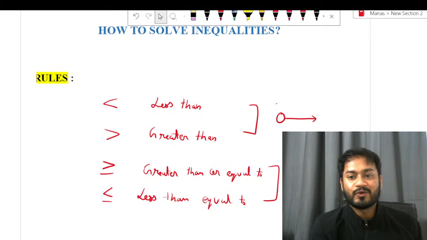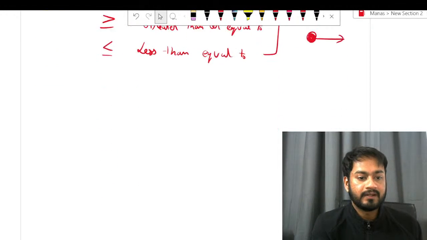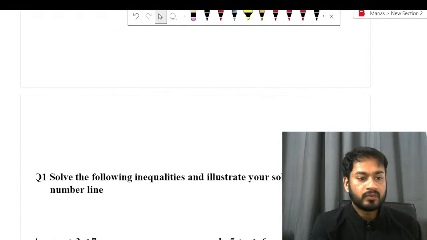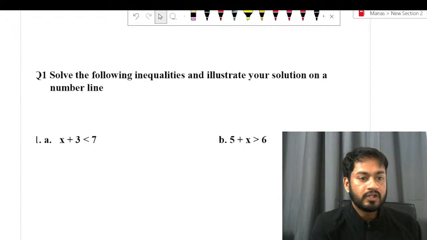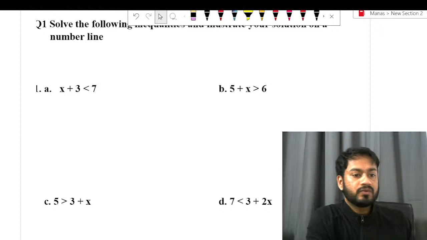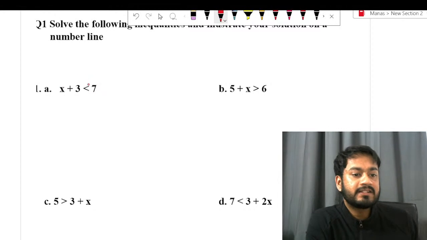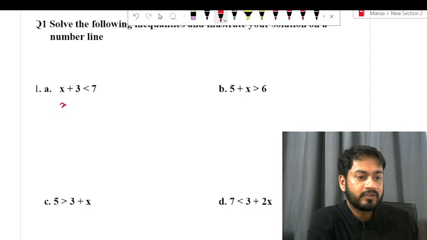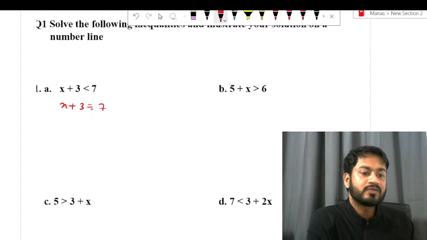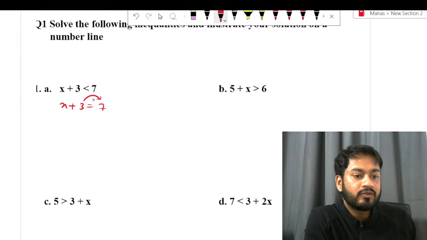Okay, so let's begin now. Let's start the topic. Here is the question: solve the following inequalities and illustrate your answer on a number line. This is a very simple question. You need to find the value of x first. Treat this less than sign as an equal to. So x plus 3 equals 7. The 3 will go to the other side, so x equals 7 minus 3, so x equals 4.